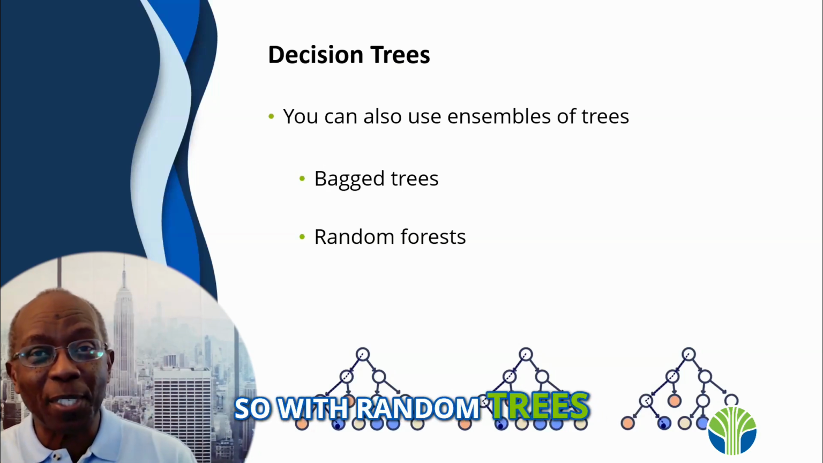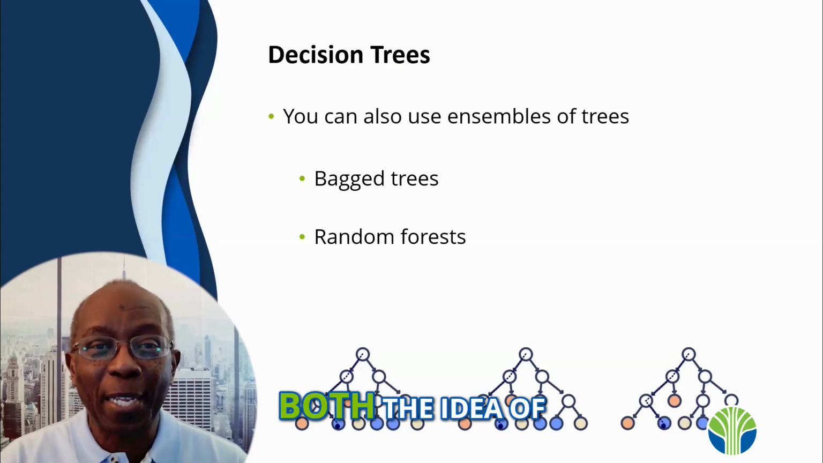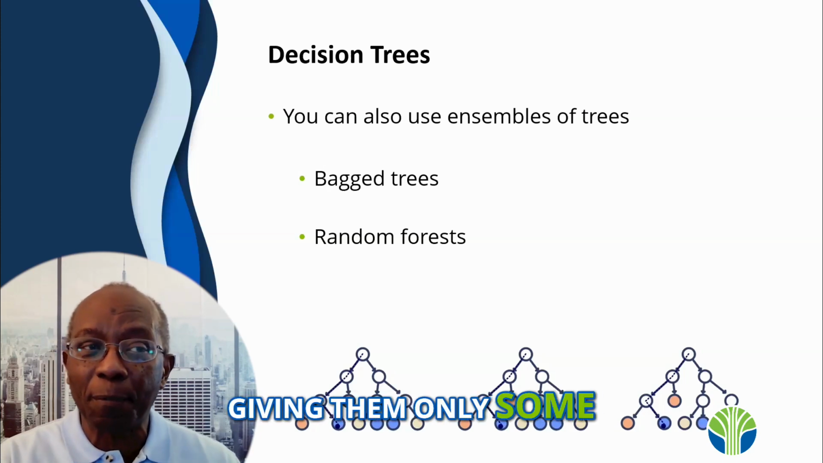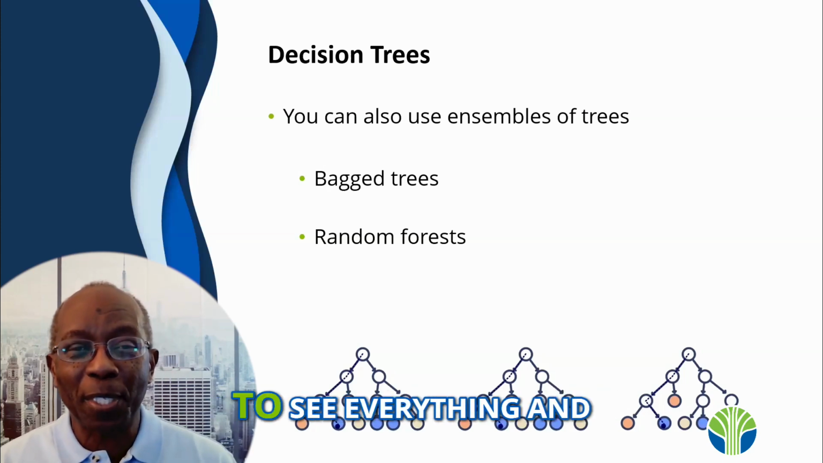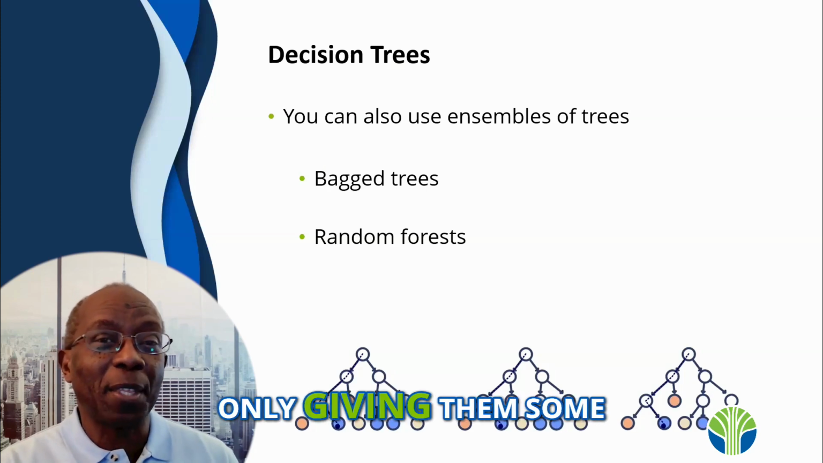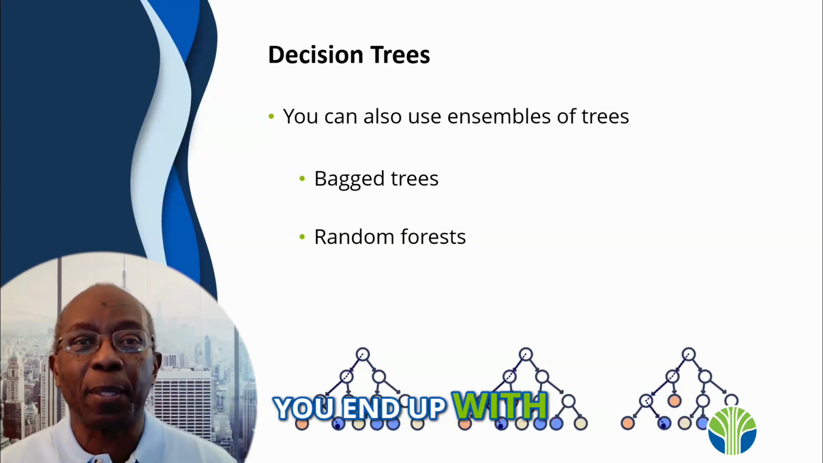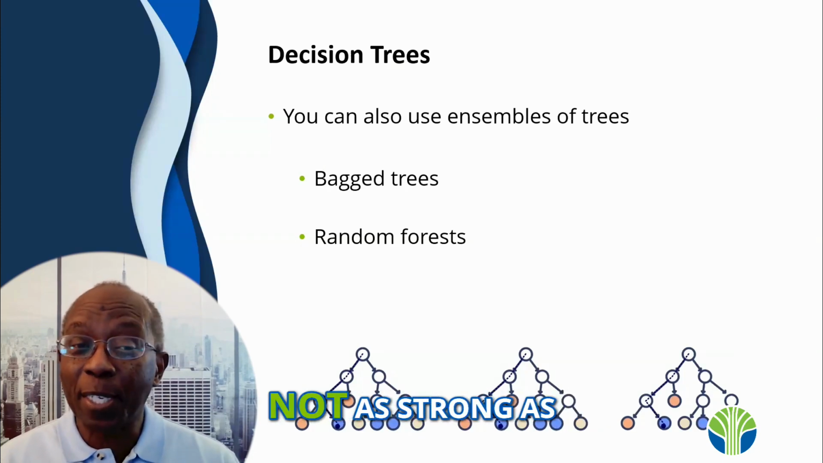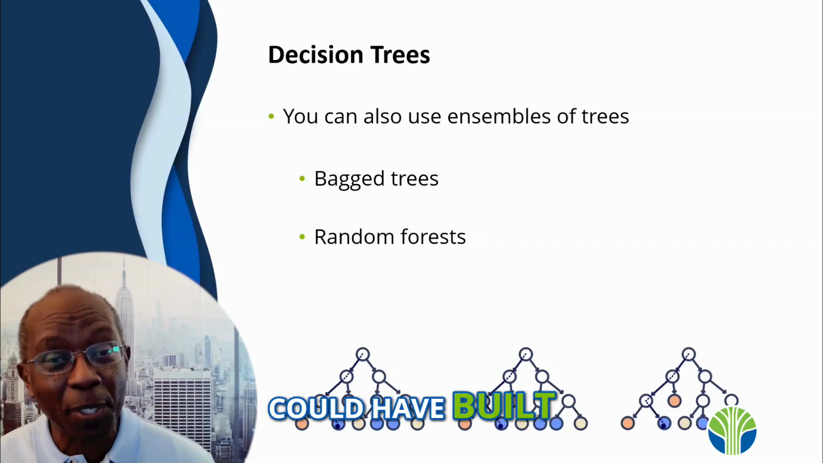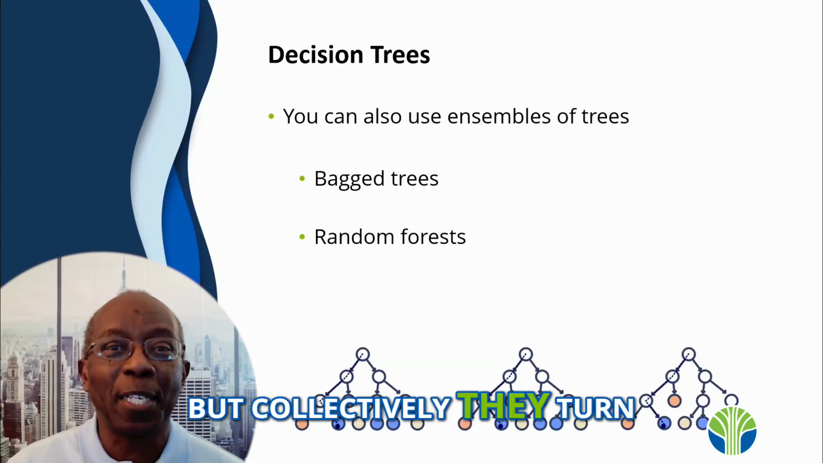So with random trees, you have both the idea of giving them only some of the training records, so they don't get to see everything, and only giving them some of the attributes. You end up with trees that are different, not as strong as the strongest tree you could have built, but collectively, they turn out to be stronger.